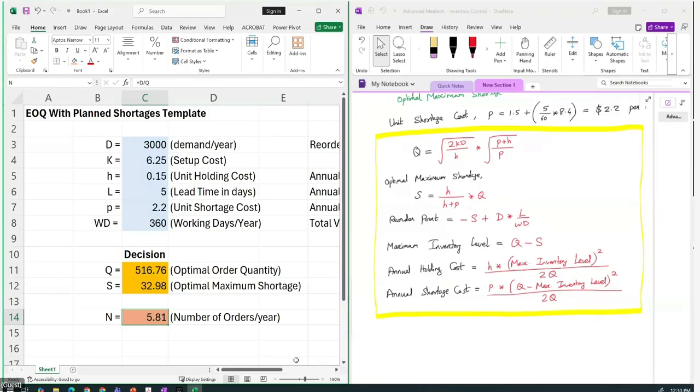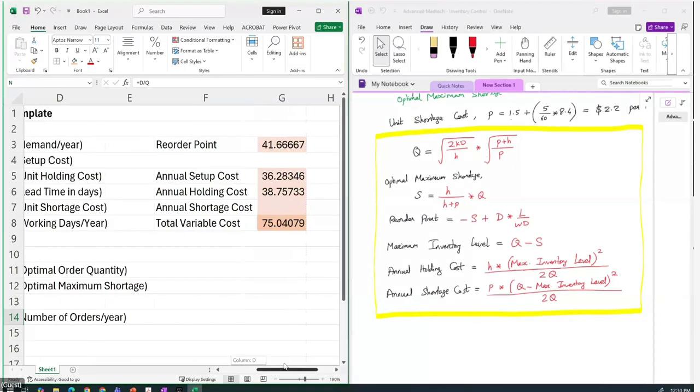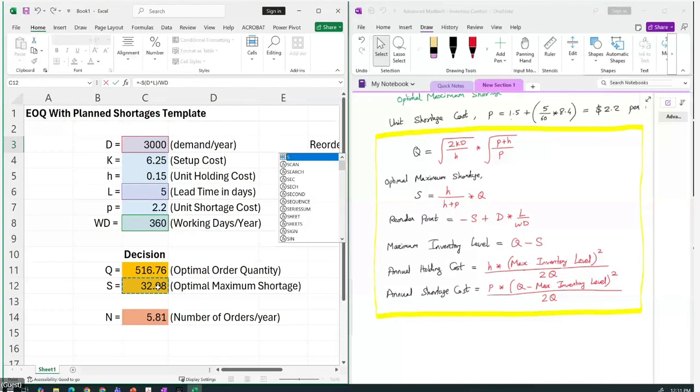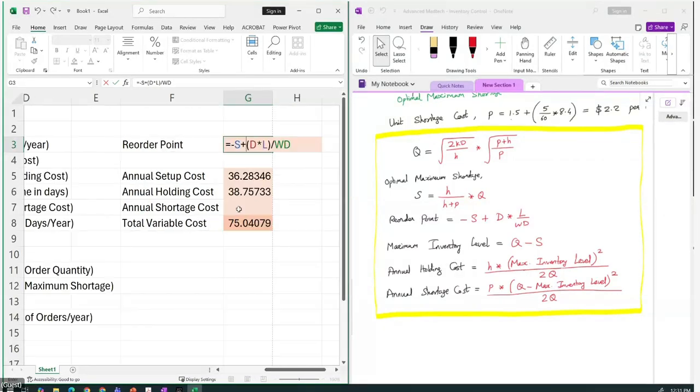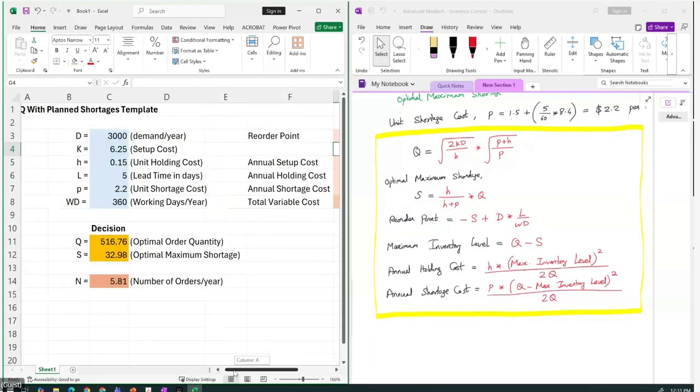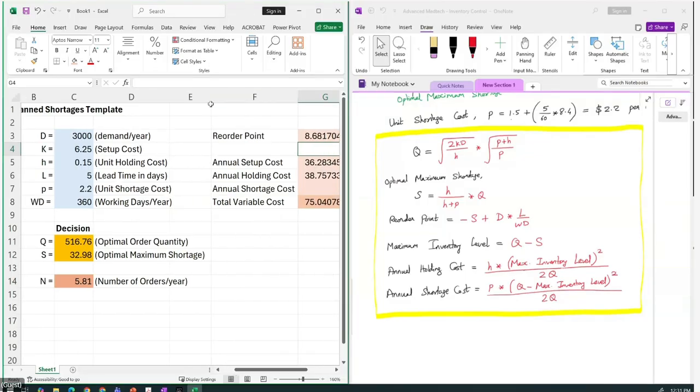Now, let's move to this side. Reorder point. Is there any change to this formula? Yeah. What should I do? I have to put a minus S, the demand shortage, plus the existing one.